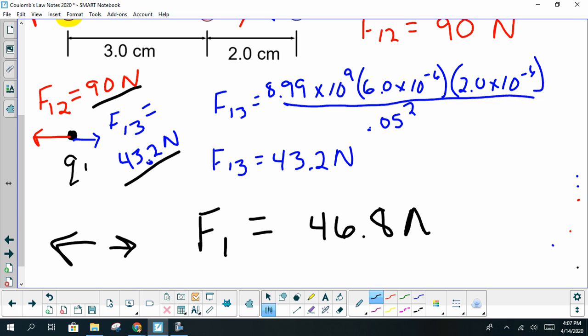And so that would be 46.8 newtons. Now, if we really wanted to know the force in terms of direction, that vector, what direction? We know that since the F12 is 90 and it's pointed to the left, it is negative. And so that's going to be bigger than that positive 43.2 newtons that's pointed to the right. And so our force on object 1 is a negative 46.8 newtons.